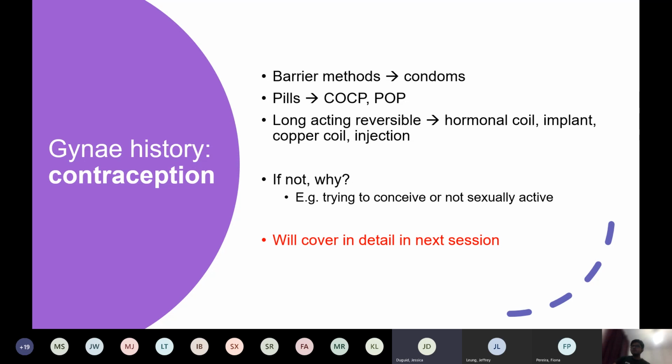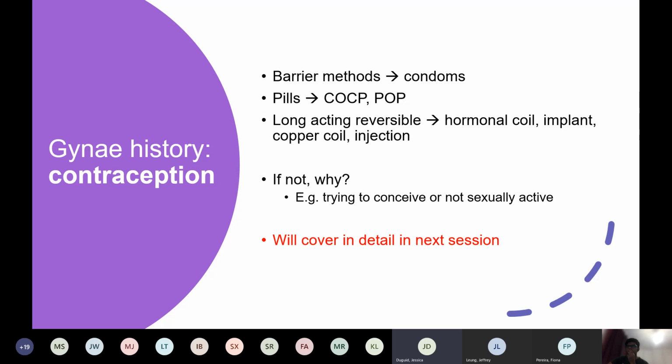Okay, the next one is contraception. There are many types of contraception. What I would say is don't worry about them all because, as it says here, I'm going to cover them with you next time we do a session. But basically, you just want to ask if she is on any contraception. So it might be good to say, do you use condoms, and are you on any contraception?